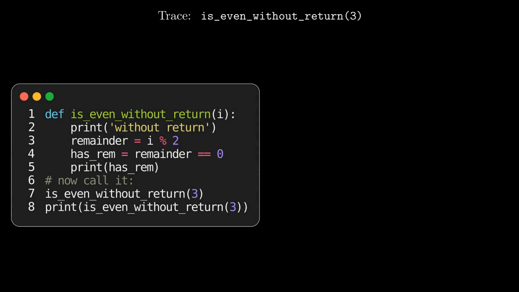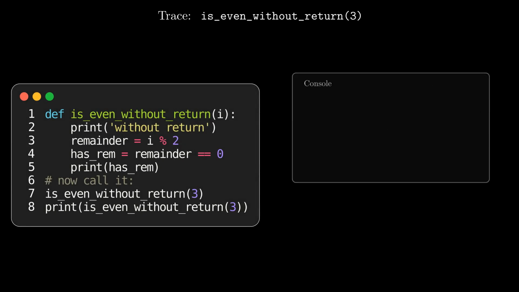Now the version without return. Again with 3. i becomes 3, it prints "without return", computes remainder as 1, and sets hasRem to whether 1 is equal to 0, which is False. Then, as part of its body, it prints hasRem. So the console shows "without return", then False. But this function has no return, so Python silently adds return None, and the call becomes None.